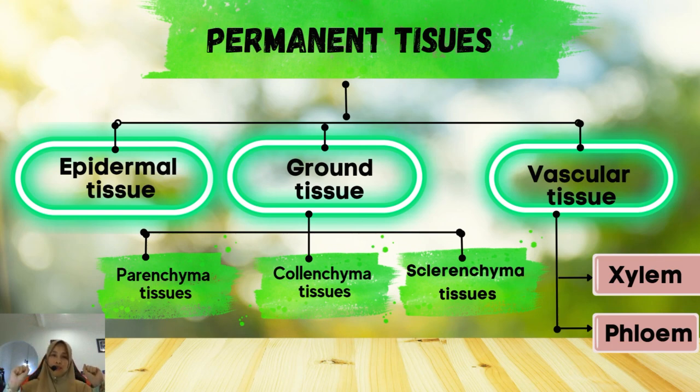That's all for now. I hope you can understand. In our next lesson, we are going to learn about the meristematic tissue, the second type of plant tissue.